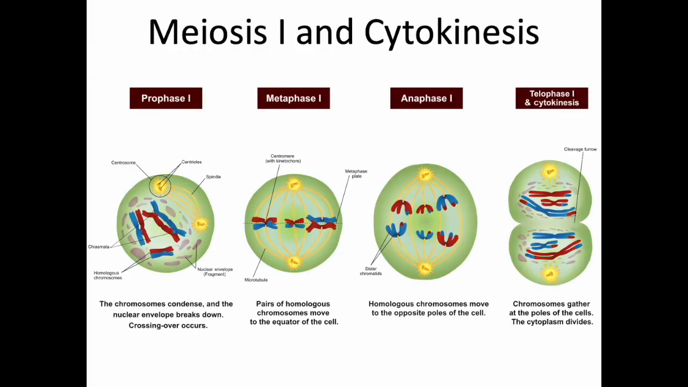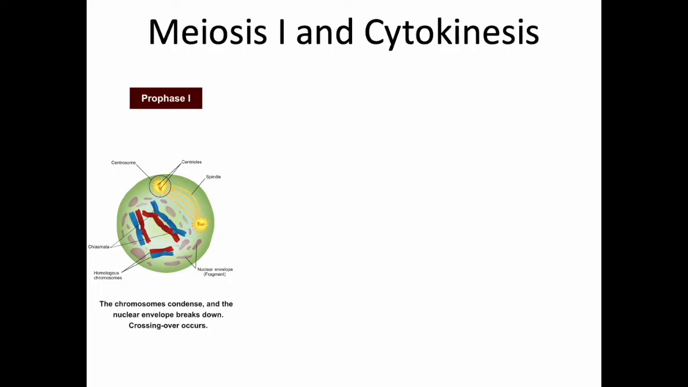So, all right, let's take a look at this process. We got prophase, metaphase is not pictured here, I think just to save space on this figure. Prophase 1, metaphase 1, anaphase 1, telophase 1, and then finally cytokinesis. So let's start in on prophase 1.